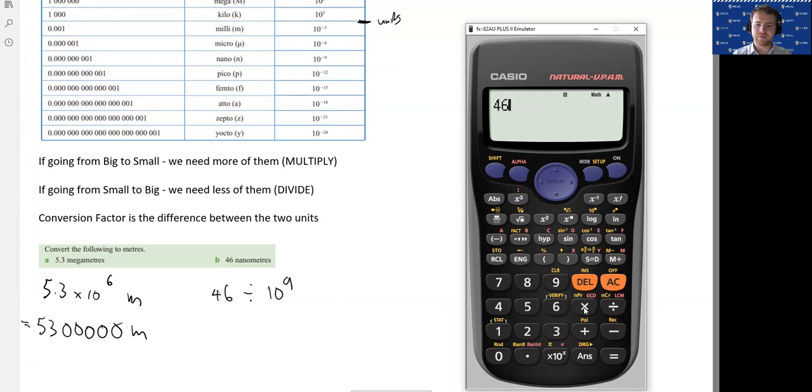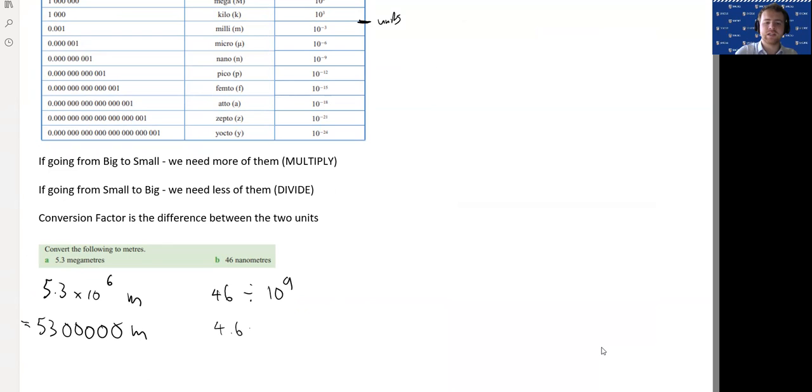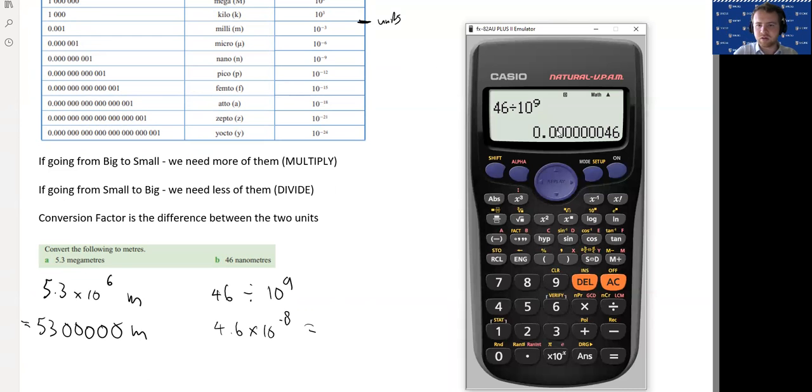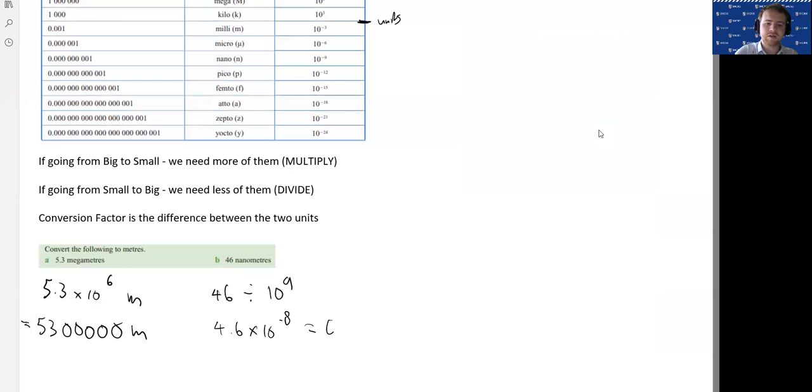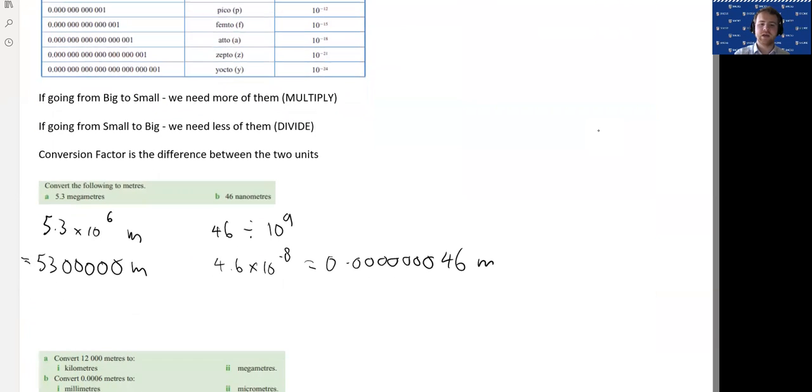So 46 divided by 10 to the 9. That gives us this very small quantity. So we could say it's 4.6 times 10 to the minus 8, which is going to be the same as 0.000000046 meters. Okay, so we're just converting using scientific notation when we're doing this.